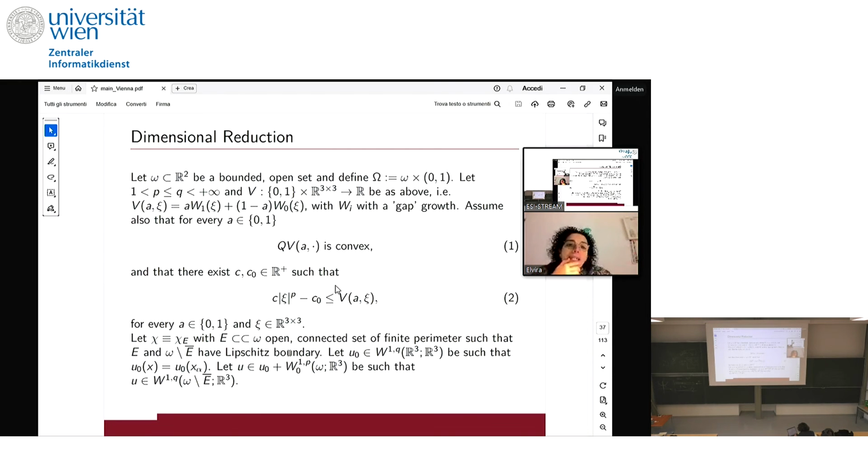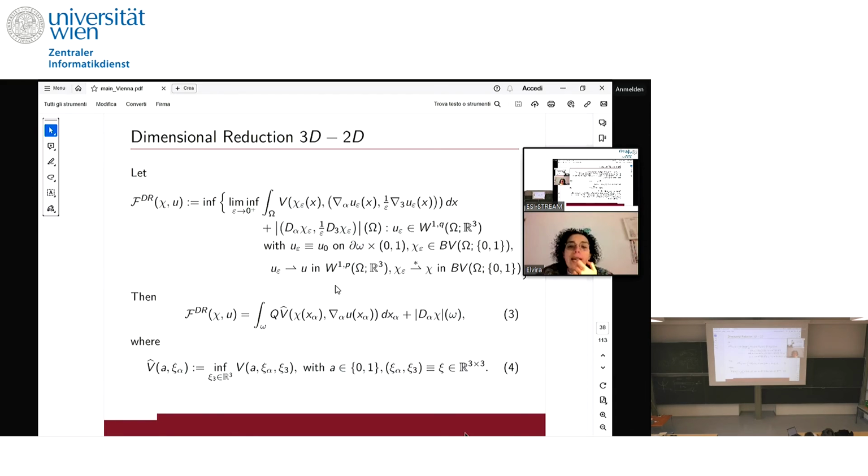Anyway, let me say that in the 3D-2D dimension reduction, knowing that the quasi-convexification is indeed a convexification and imposing a certain coercivity, then also prescribing a lateral boundary condition on our domain, we can say that among fields which are, of course, W^{1,q} in the complement of E and W^{1,p} otherwise, we have a representation clearly of this energy here.